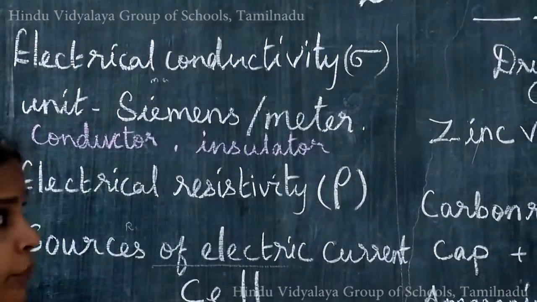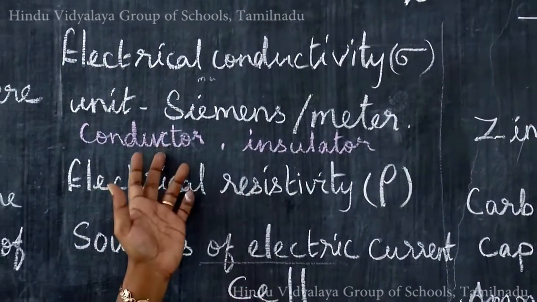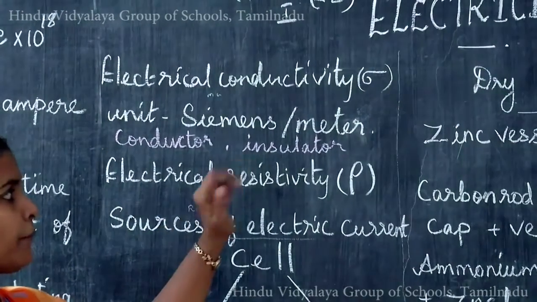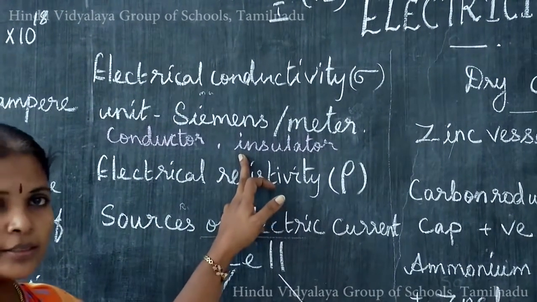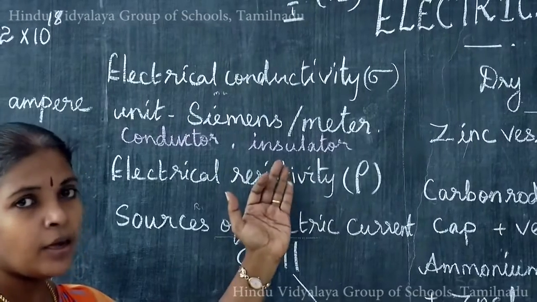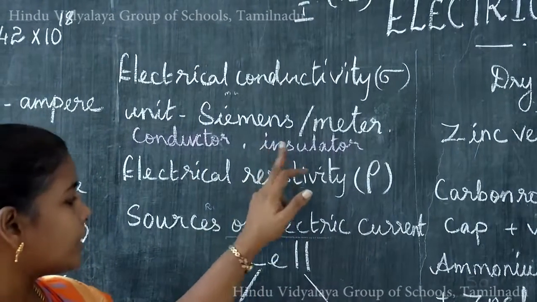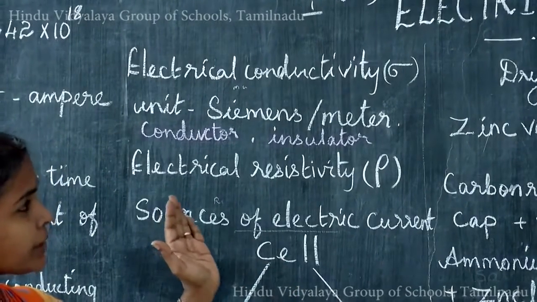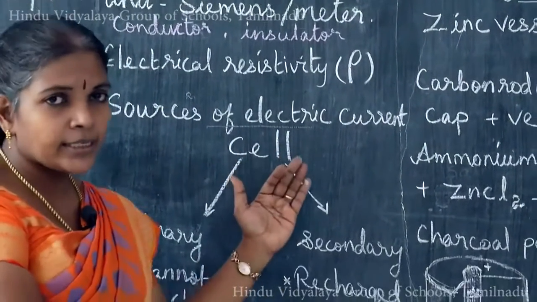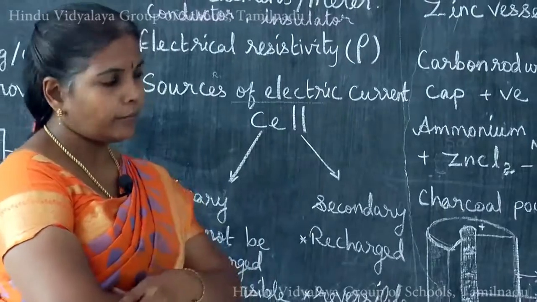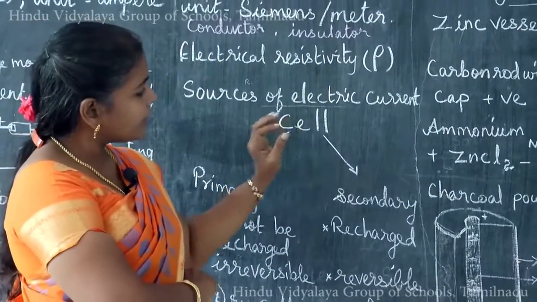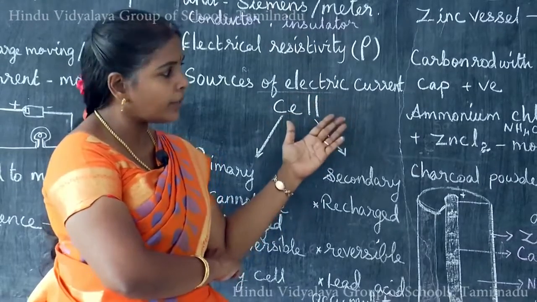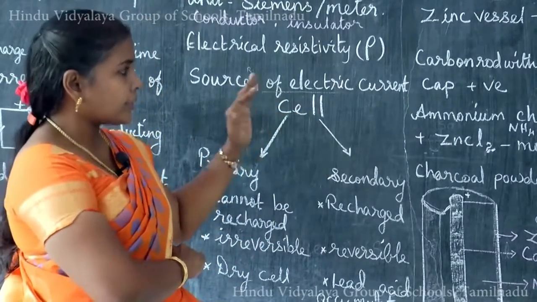Okay, can you give example for a good conductor of electricity? Silver, copper, aluminum, iron are good conductors of electricity. Can you give example for insulators? Very good, wood, plastic, glass are insulators. The next, what is the difference between cell and the battery? Battery is a collection of one or more cells. But what is a cell? Cell is something which provides electric energy to some devices which cannot be charged directly by electricity.